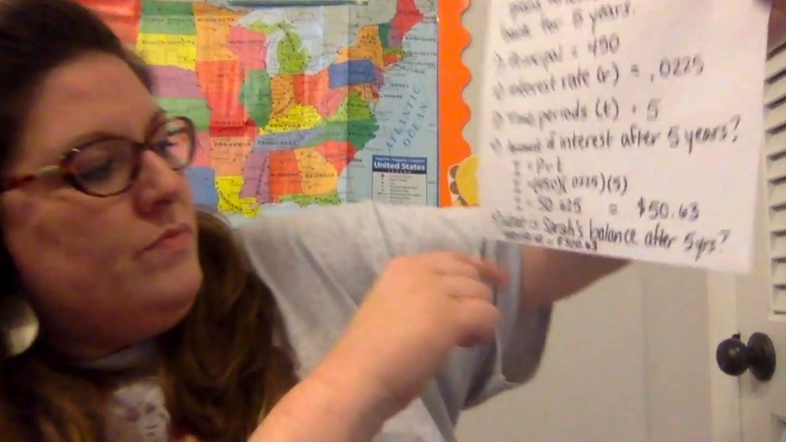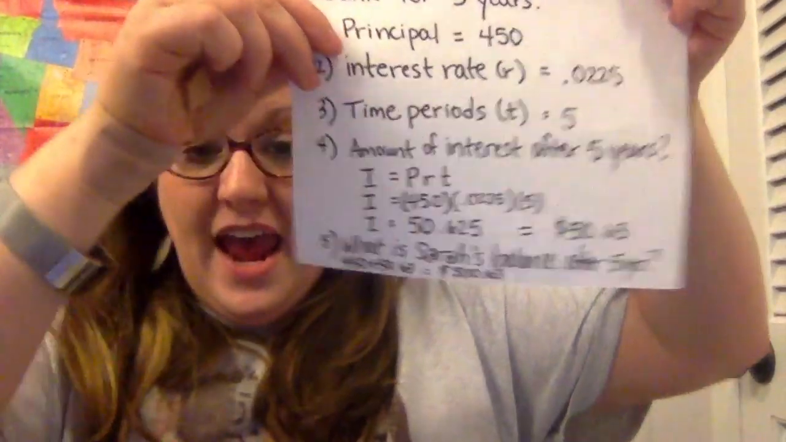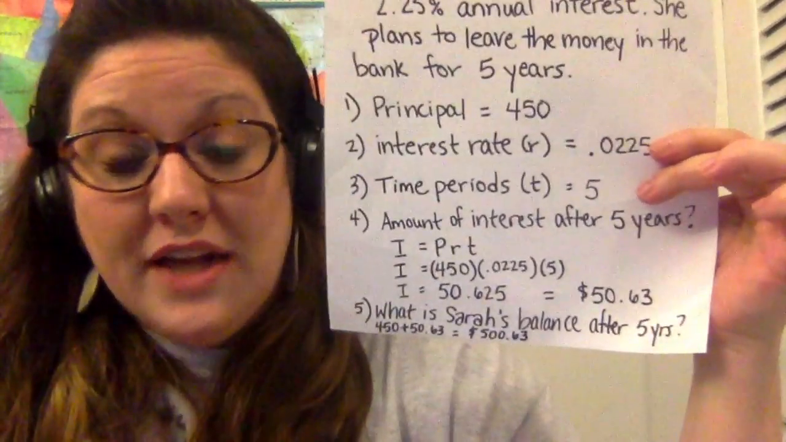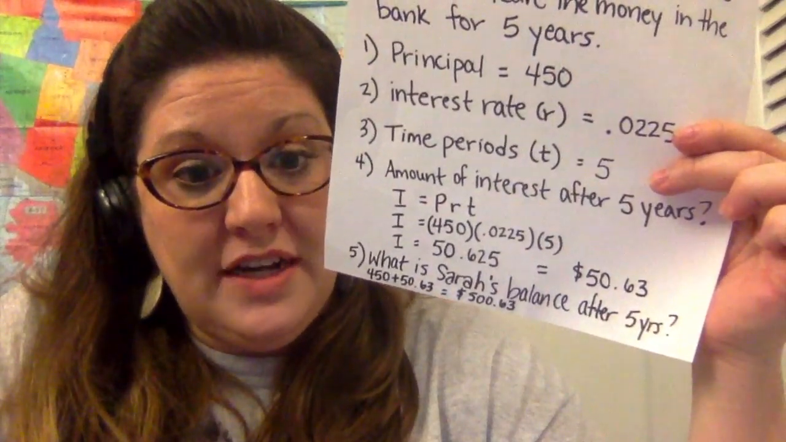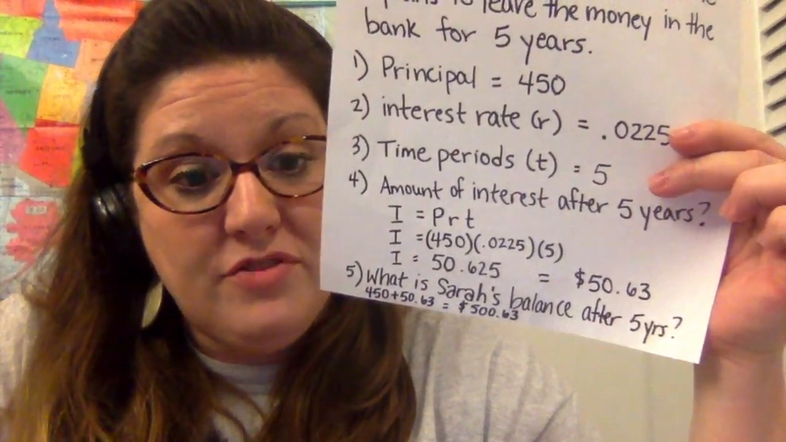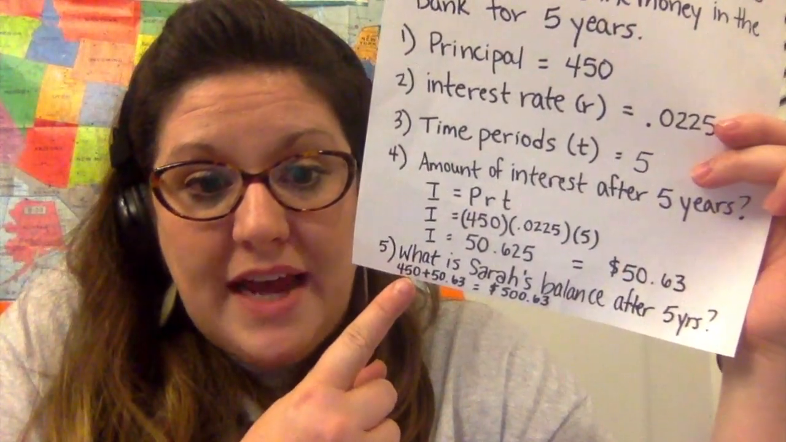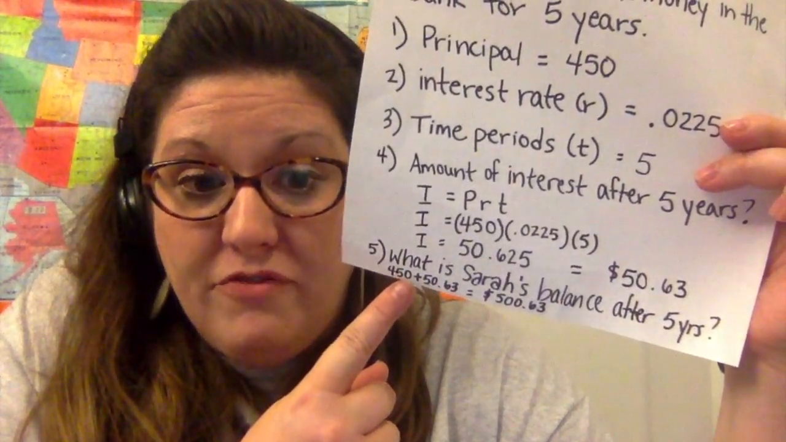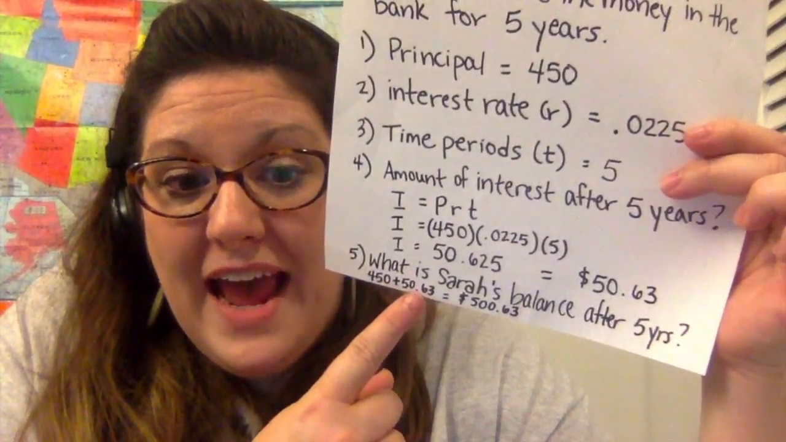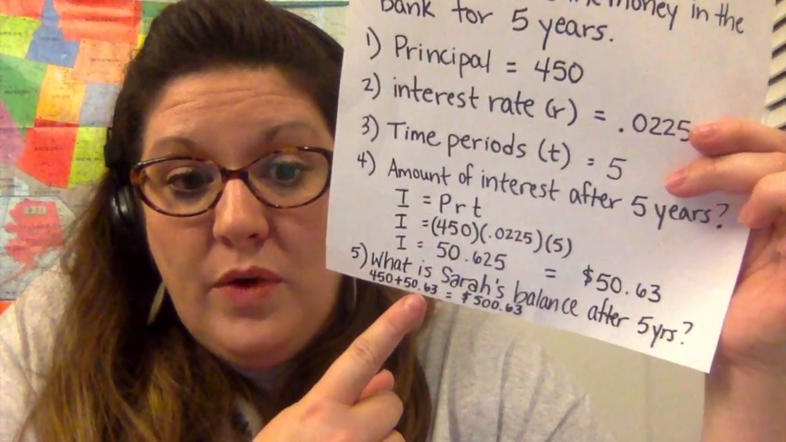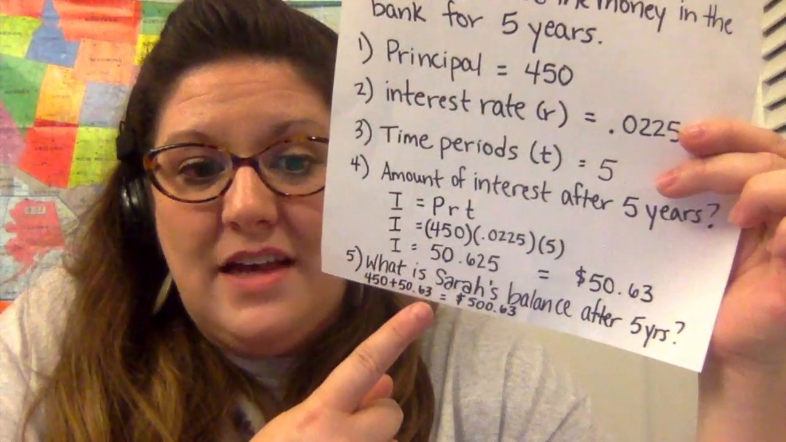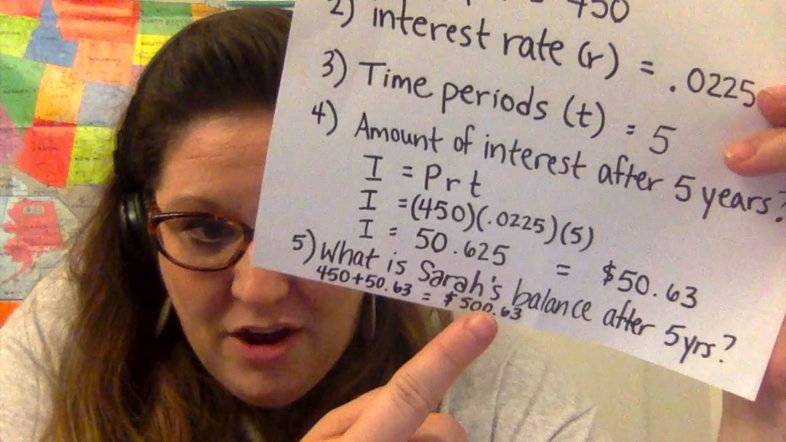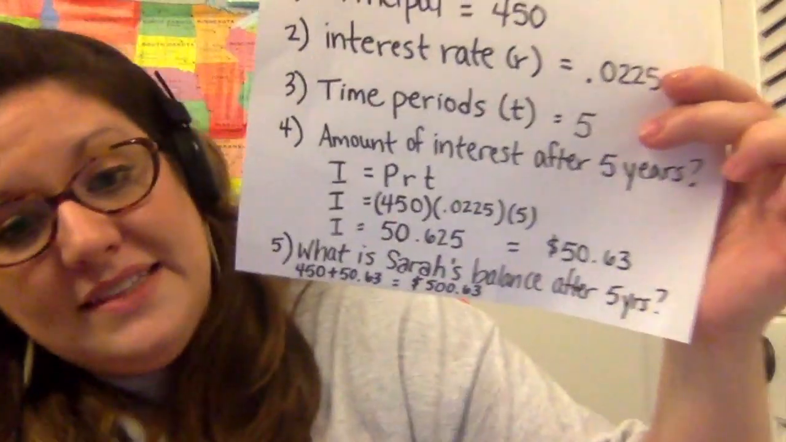Question 5. What is Sarah's balance after 5 years? So if Sarah does not take any of the money out of the account, but she leaves it in there, and she earns the interest, how much money does she have after 5 years? Well, what we do here is we take our principal, our starting amount, $450, and we're going to add the interest that we earned. We've earned $50.63 in interest. So that sum gives us a total amount now of $500.63 in the account.